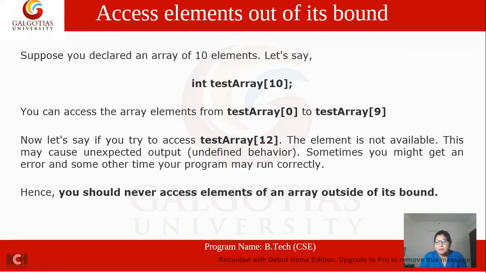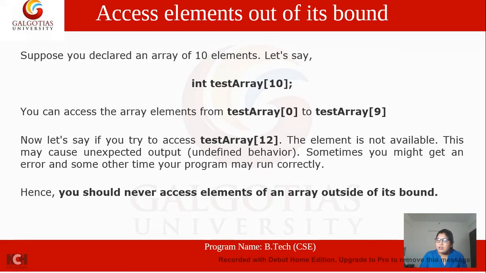Remember that in your pictorial memory, you can imagine that when we set 10 elements, there will be 10 consecutive blocks. Indexing starts from 0, 1, 2, 3, 4, 5, 6, 7, 8 and then 9. At 9 it will end. And we are trying to access index 12. This 12 does not exist anywhere. So the element is not available, because we are talking about accessing the element at this location, and this location does not exist.